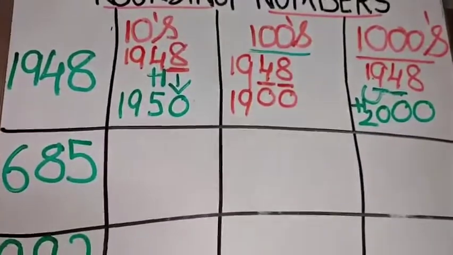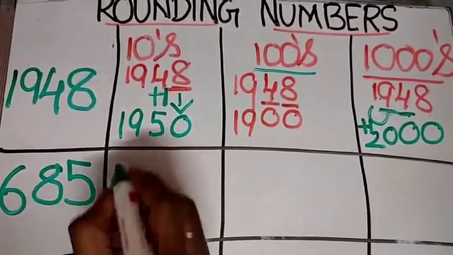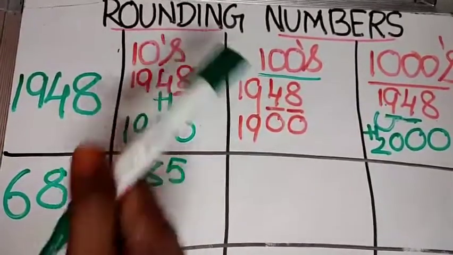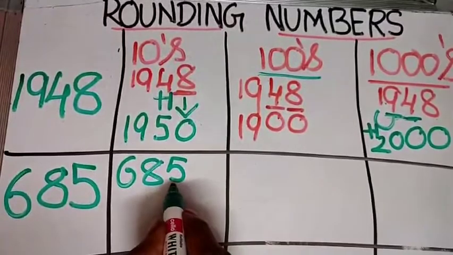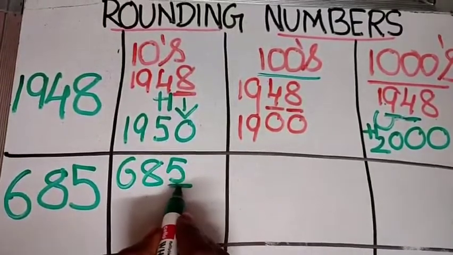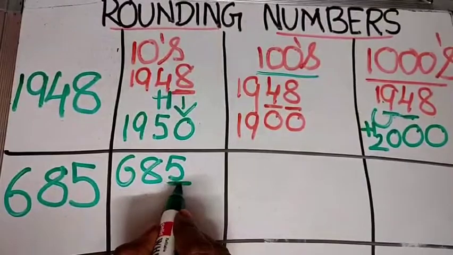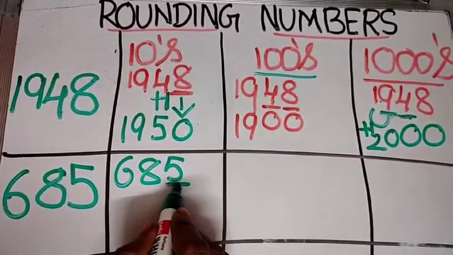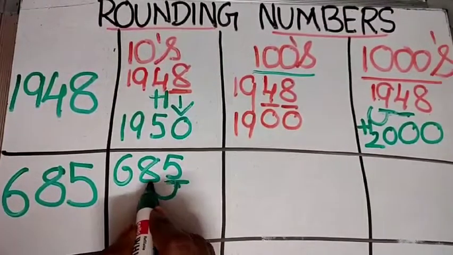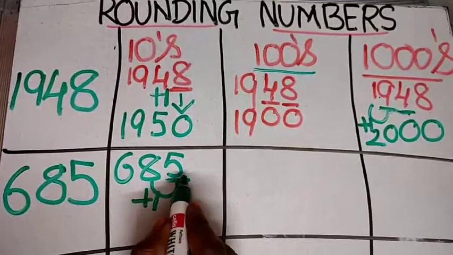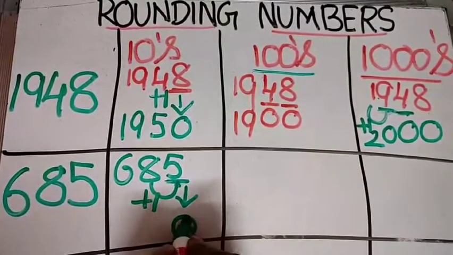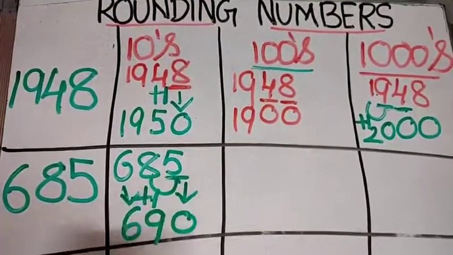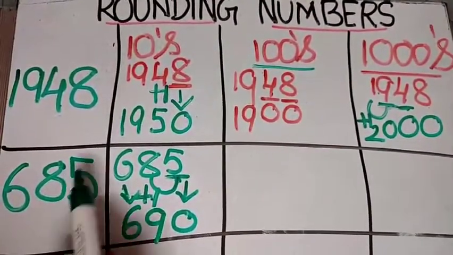Now let us check for 685. Now if you observe 685, what we are finding? We are finding for the nearest tens. If it is nearest tens, we have to check for which digit? Yes, ones place digit and check whether it is less than 5 or greater than 5 or equal to 5. Yes, it is equal to 5. If it is equal to 5, what we have to do? We have to add plus 1 to the next digit and this digit will become 0, and 8 plus 1 will become 9 and get the 6 down. So 690 is the rounding number of 685 to nearest tens.